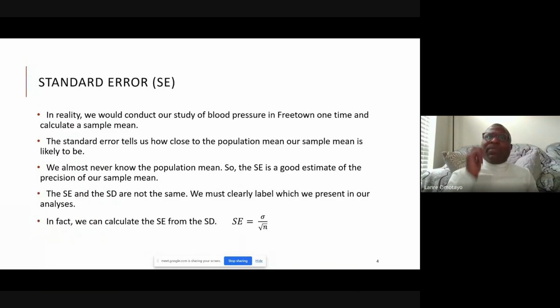We know the mean from our sample. We do not know the mean from multiple samples. But there's something that we can calculate that gives us an idea of how far away from each other the results of these samples could have been.